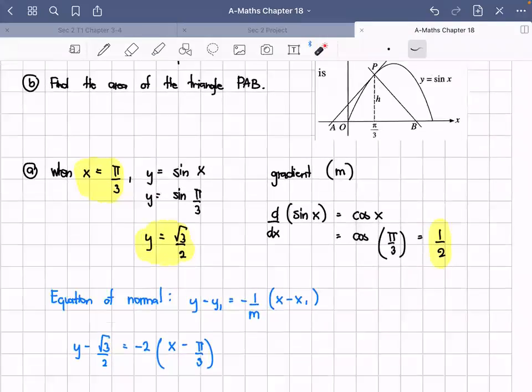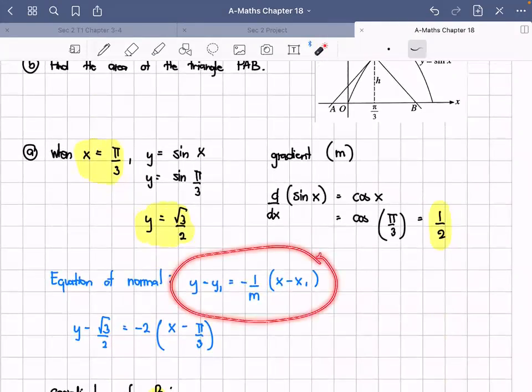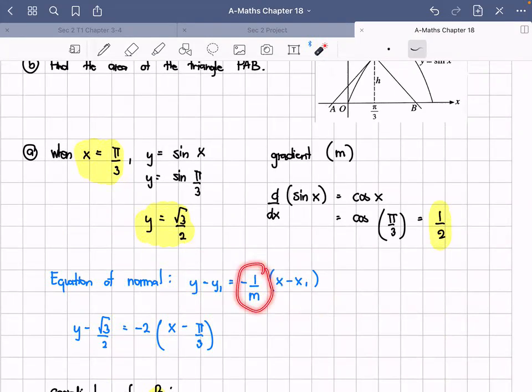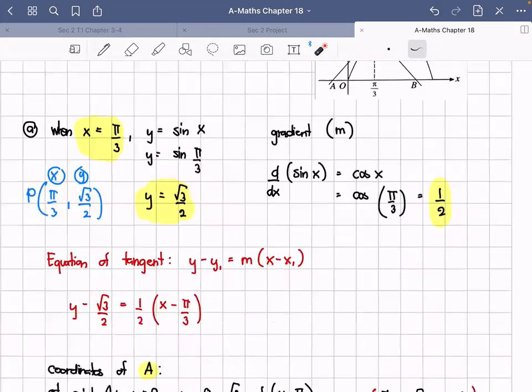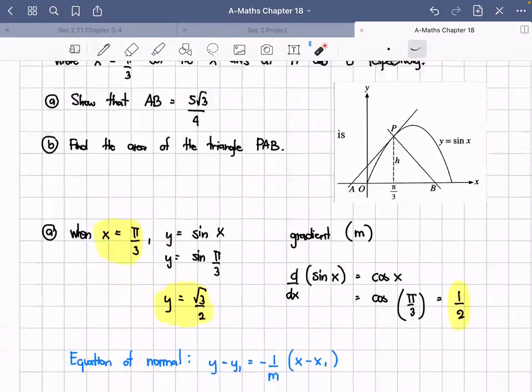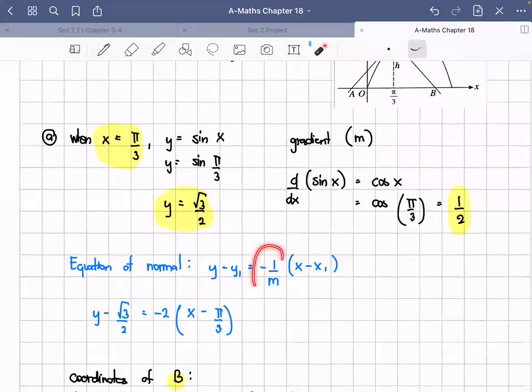Okay, so it's, class, listen, it's basically the same thing. It's just that, look at your m now. It's the negative reciprocal of your gradient. Do you still recall this from Sec 3? This is a negative reciprocal of your tangent. If your tangent is m, your normal is the negative reciprocal, so that's why it's negative 1 over m. So from 1/2, it became negative 2.